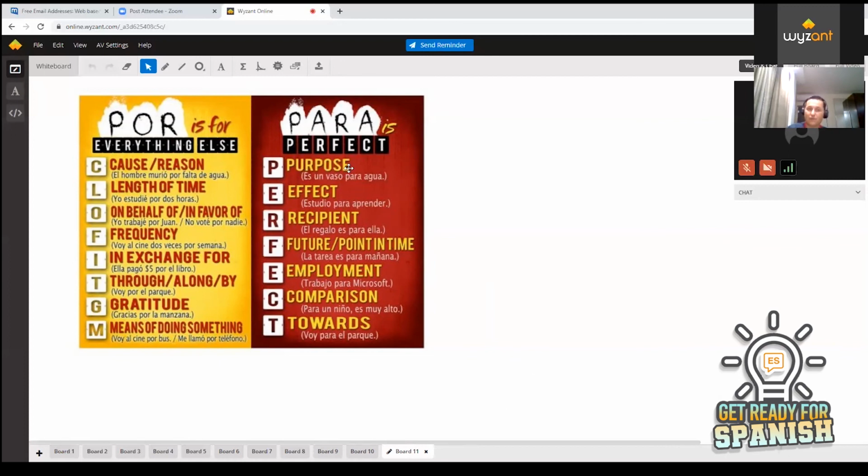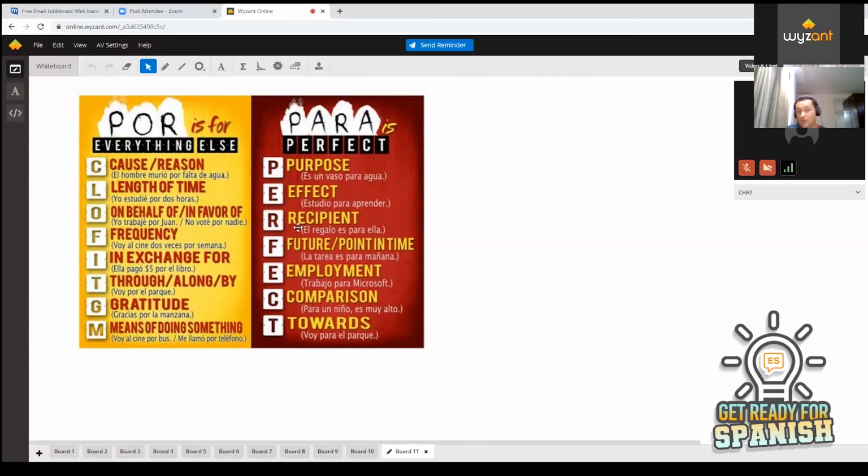the purpose of something will be para. This glass is for water. Es un vaso para agua. Okay, it's not a glass of wine. It's a glass for water. We use para, we don't use es un vaso por agua. Although in English, you will say for water, in Spanish it will be para.